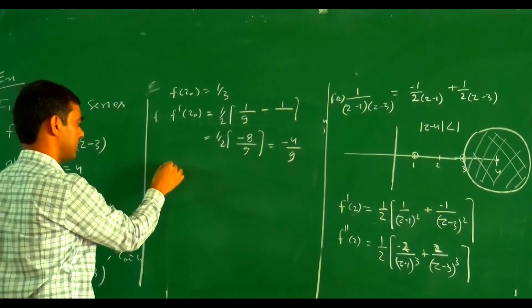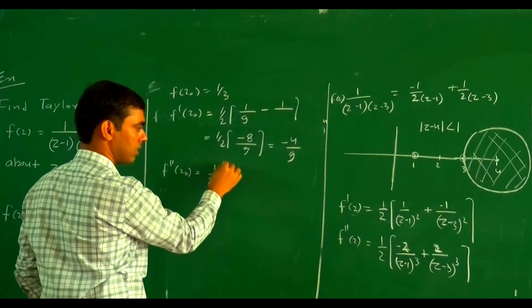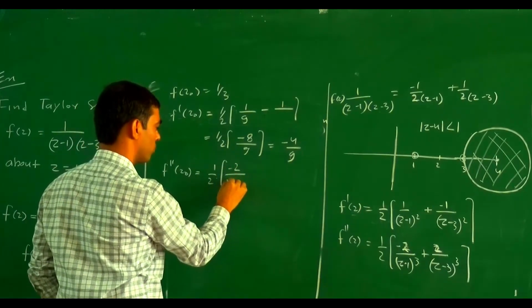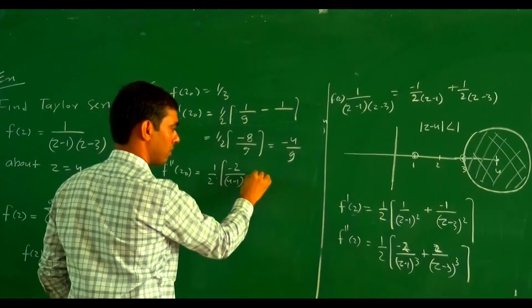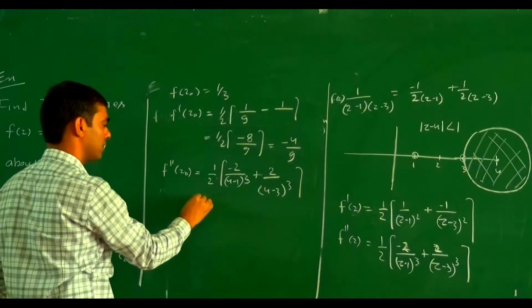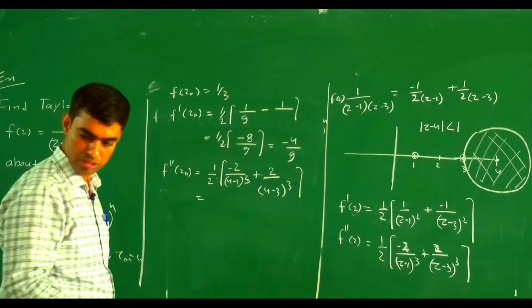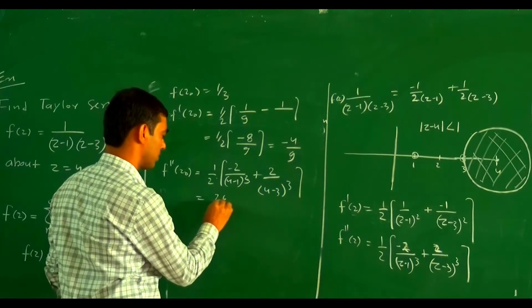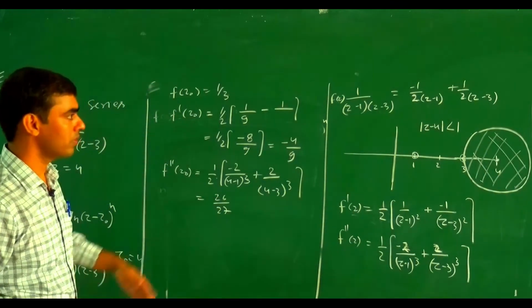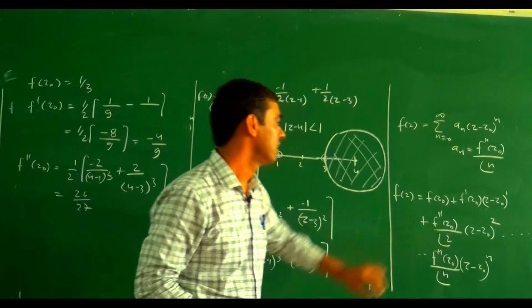Similarly, we find f''(z0). f''(z0) means 1 by 2 times minus 2 upon (4 minus 1) cube plus 2 upon (4 minus 3) cube. If we simplify them, we are able to find the value of f''(z0). I have already noted down the value of f''(z0). The value of f''(z0) is 26 by 27. So now, if you put the values of f(z0), f'(z0), f''(z0) here in this expression, then what is f(z)?